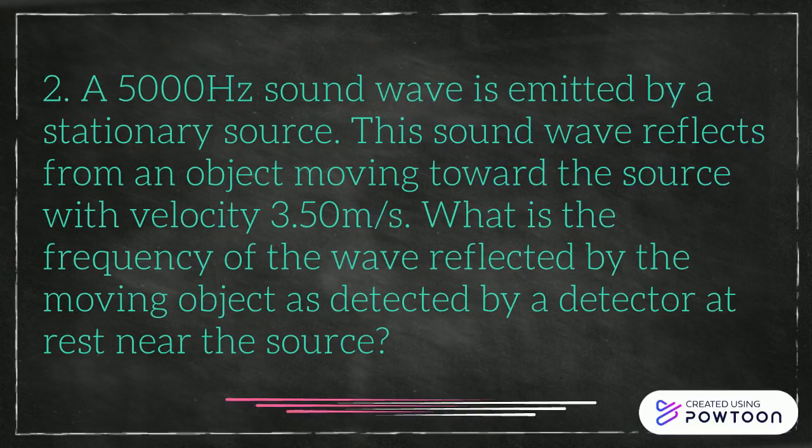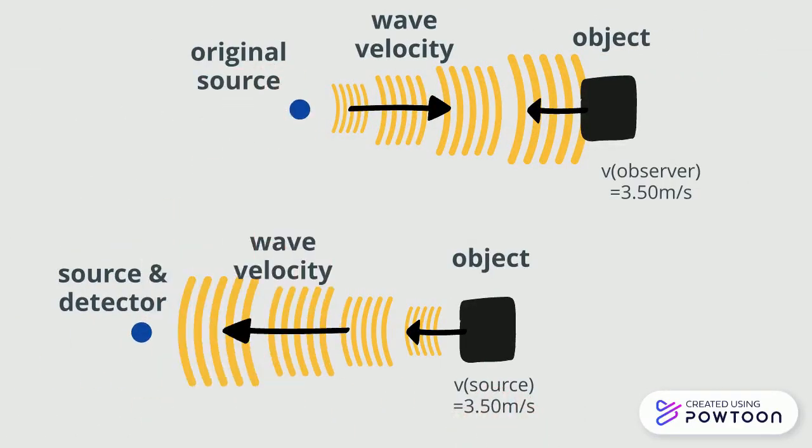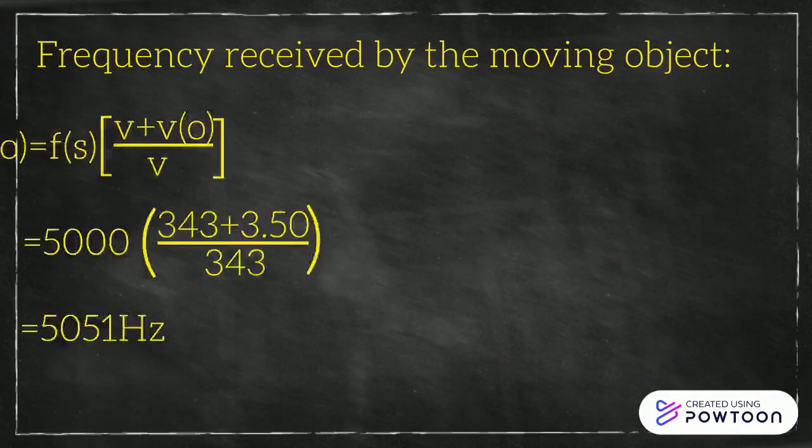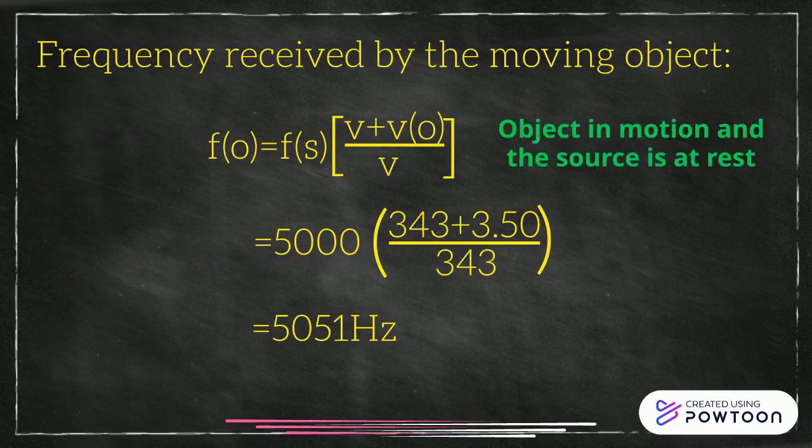For question 2, we need to find the frequency of the wave reflected by the moving object as detected by a detector at rest near the source. For these questions, we need to find the frequency received by the moving object and then use the answer to find the frequency of the wave reflected by the moving object. This formula is used because the object is in motion and the source is at rest.